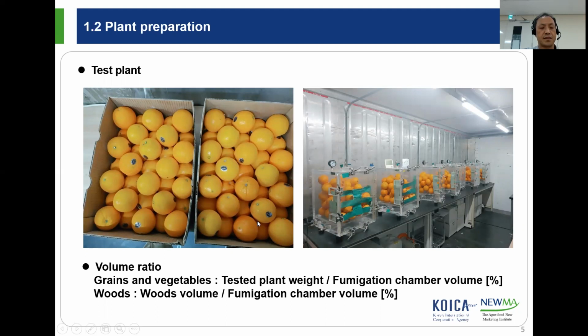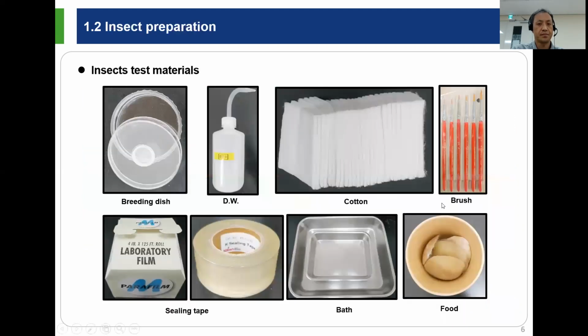Plants for the test should be prepared with uniform quality. We can substitute tests of the fumigant depending on filling ratio and the penetration test to the plant on a laboratory scale. Several materials are needed for preparation of insects, which include a breeding dish, distilled water, cotton, a brush, a bath, and food.